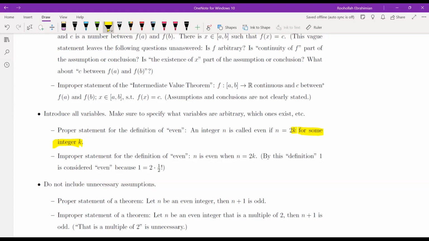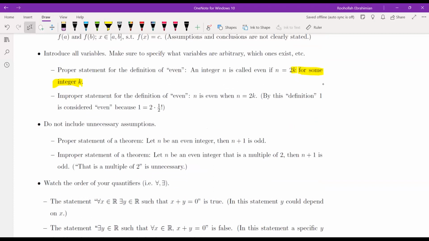Improper way would be to say n is even when n is equal to 2k without stating this k exists and this k is an integer, because otherwise every number would be in fact even, because for example 1 is 2 times 1/2 and they didn't specify k as an integer, so 2 times 1/2 would also be considered as even.